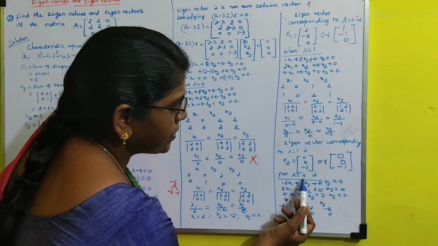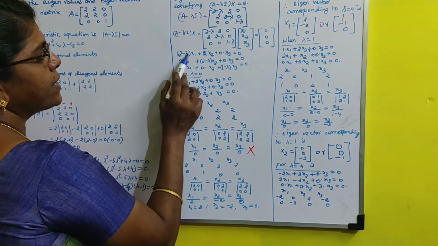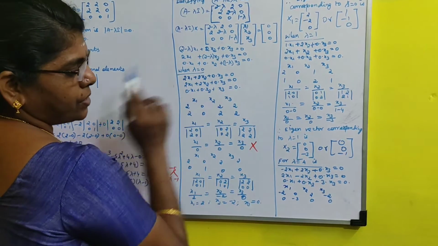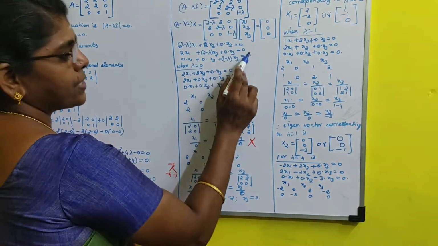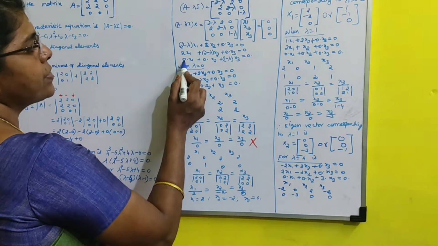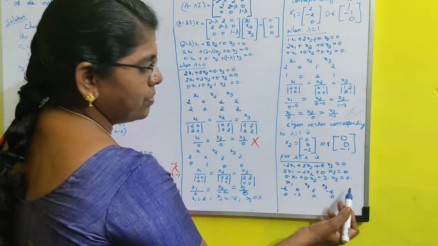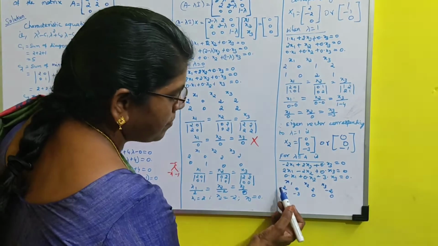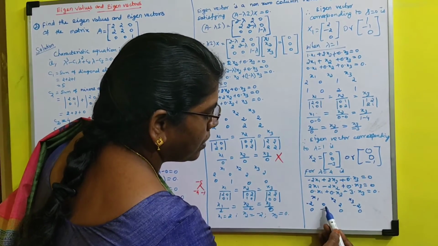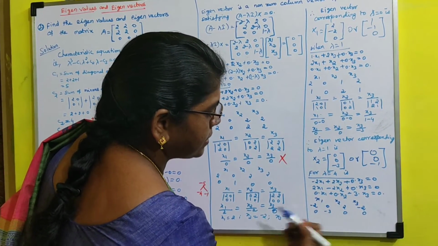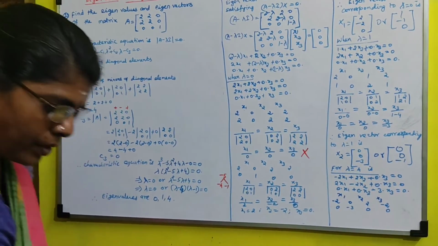Okay, next lambda equal to 4. Putting lambda equal to 4, the equations will become minus 2x1 plus 2x2 plus 0x3 equal to 0. 2x1 minus 2x2 plus 0x3 equal to 0. Last equation 0x1 plus 0x2 minus 3x3 equal to 0. For x1, minus 2, 0, 0, minus 3. For x2, 0, 2, minus 3, 0. For x3, 2, minus 2, 0, 0.